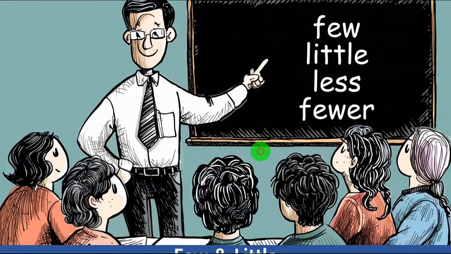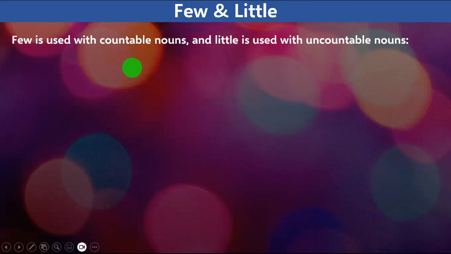Okay, so let's start with few and little, right? Now, few is used with countable nouns, and little is used with uncountable nouns. Now, what are countable and uncountable nouns? That is a topic for another day, but let me give you a simple definition: if you're able to add s to a word to make it a plural, that becomes a countable noun. If you're not able to add s to make it a plural, it is an uncountable noun. Now, this will be more clear with examples, right?